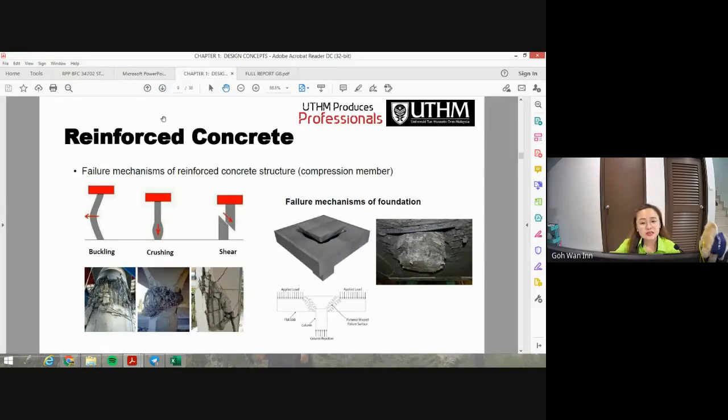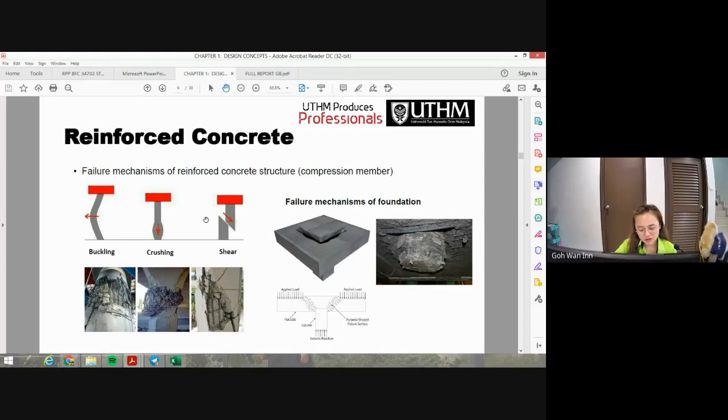Okay, and then failure mechanism of reinforced concrete structure. You can see that this is a compression member, the column, for the tall, long column and the short column. The failure will have 3 modes, which are the buckling, you can see the buckling here, crushing, which is caused by the material failure, and shear.